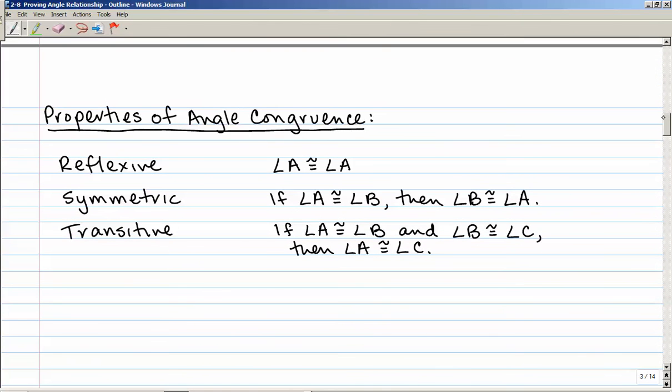Here are some properties of angle congruence. Reflexive: angle A is congruent to angle A. Symmetric: if angle A is congruent to angle B, then angle B is congruent to angle A. And the transitive property: if angle A is congruent to angle B, and angle B is congruent to angle C, then angle A is congruent to angle C.